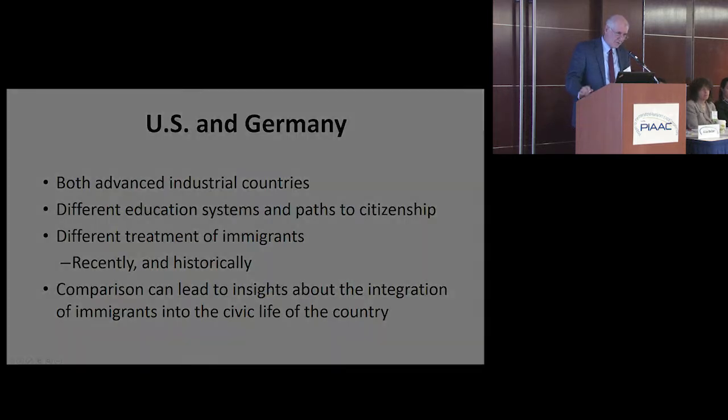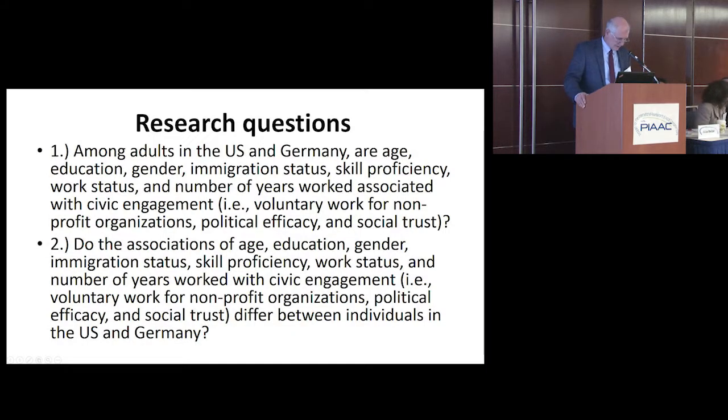So we posed two research questions, which you can see here. The background demographic variables in our analyses were age, education, gender, employment status, number of years worked, the PIAAC skill proficiencies, and so on. These were used to determine the predictors of civic engagement, compare native-born adults to immigrants, and compare the U.S. to Germany. And Tom is going to step up here and describe our statistical methods and results, and then I'll come back and talk a bit about what we think this all means.